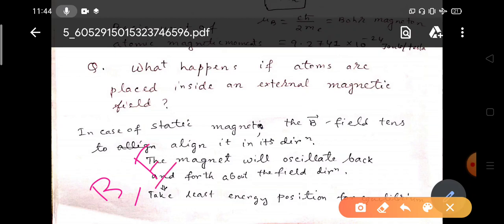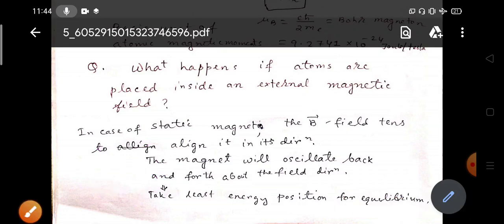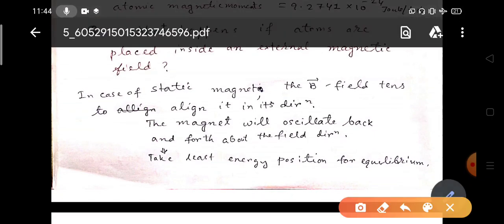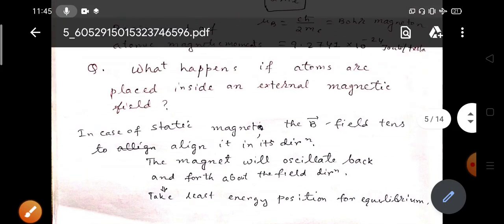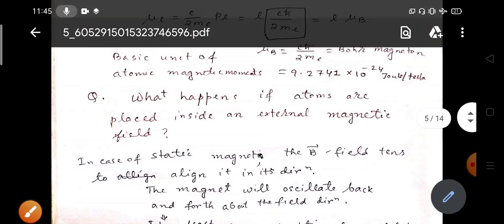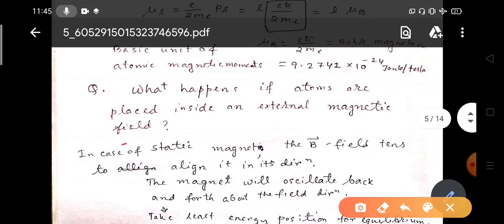Such an experiment was done by the scientist Zeeman in 1895, I think. He saw that there is a certain splitting of spectral lines when it is placed in an external magnetic field, and this splitting of spectral lines cannot be described with a consistent theory, that is, the Bohr-Sommerfeld theory. So the question in the scientists' minds was, what happens if atoms are placed inside an external magnetic field?